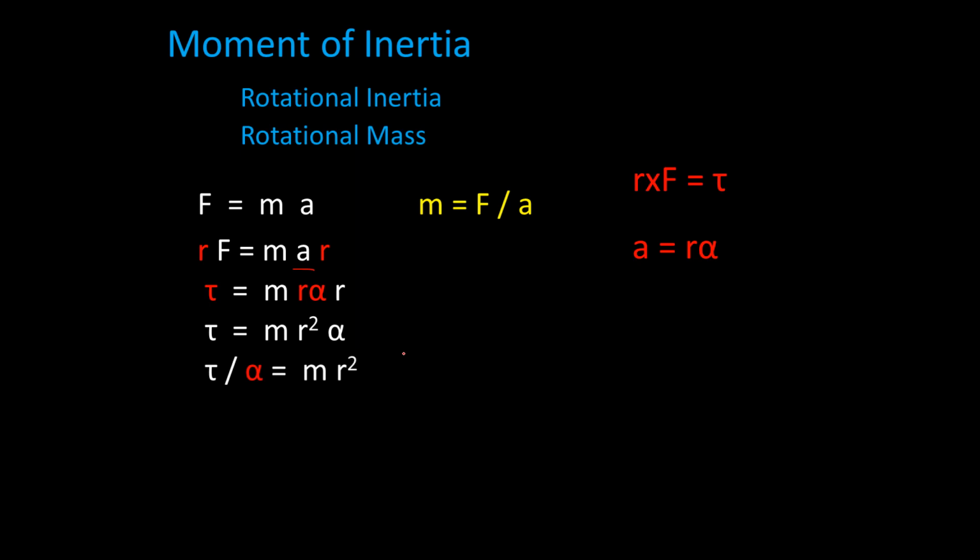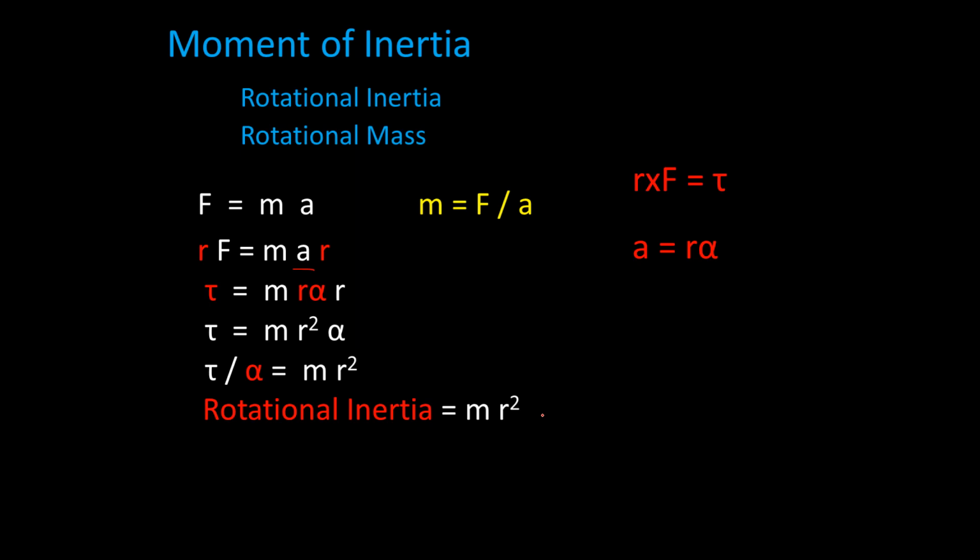Let's divide each side by that angular acceleration. And I have this value where the twisting force divided by angular acceleration is equal to m r squared. And so really then m r squared is our rotational inertia.